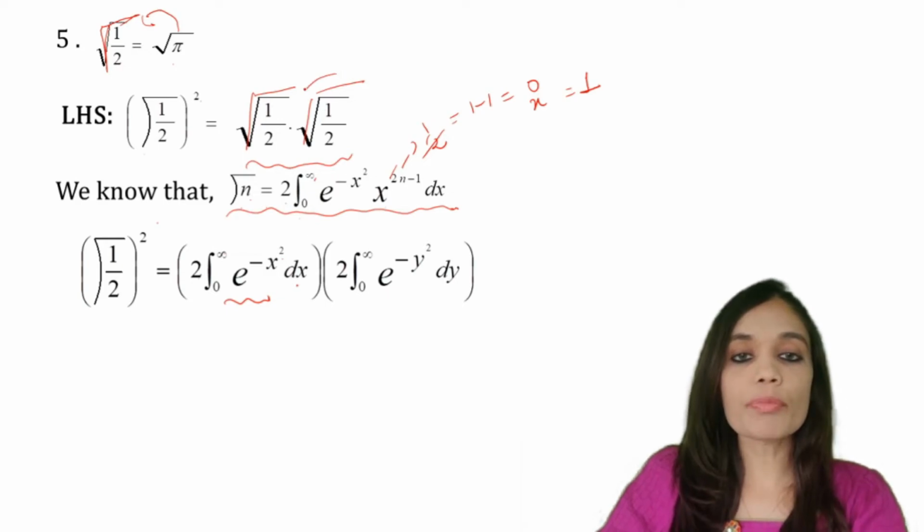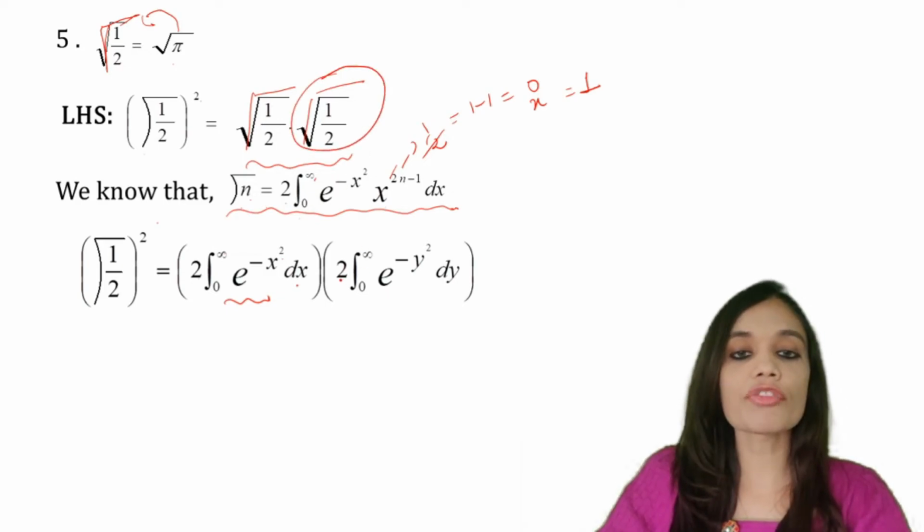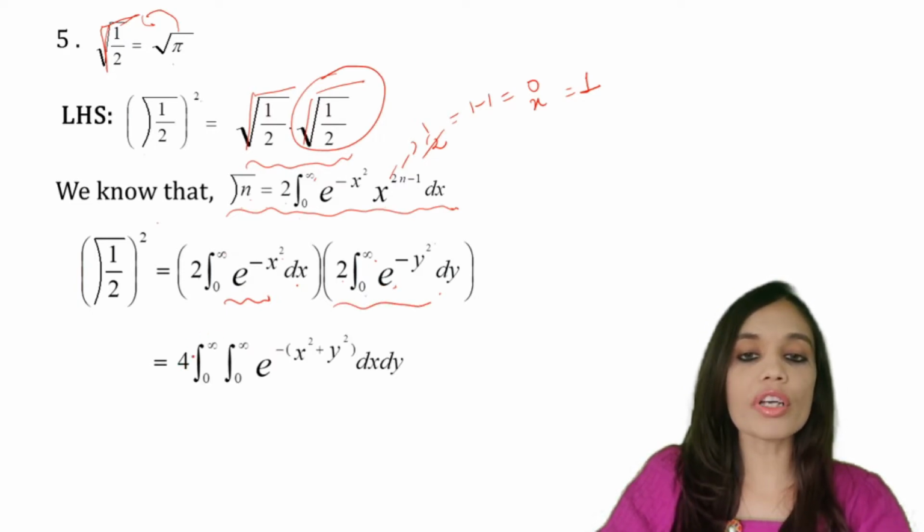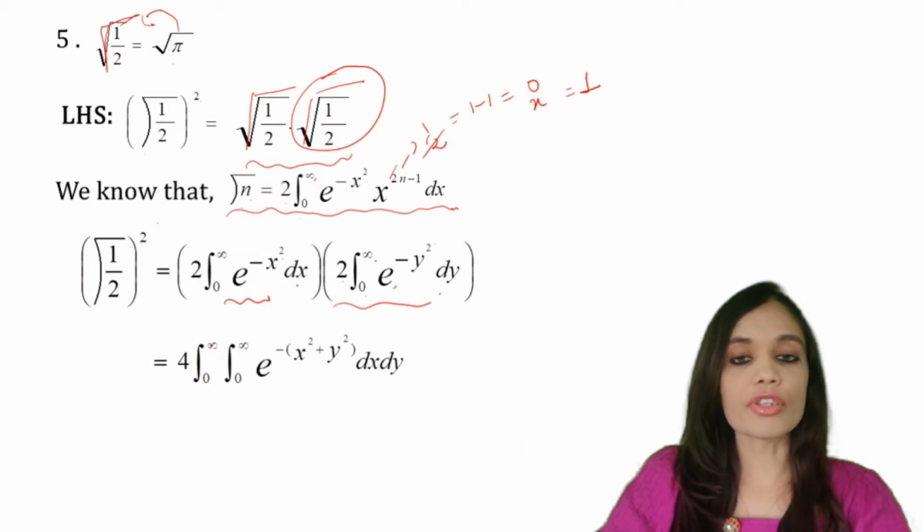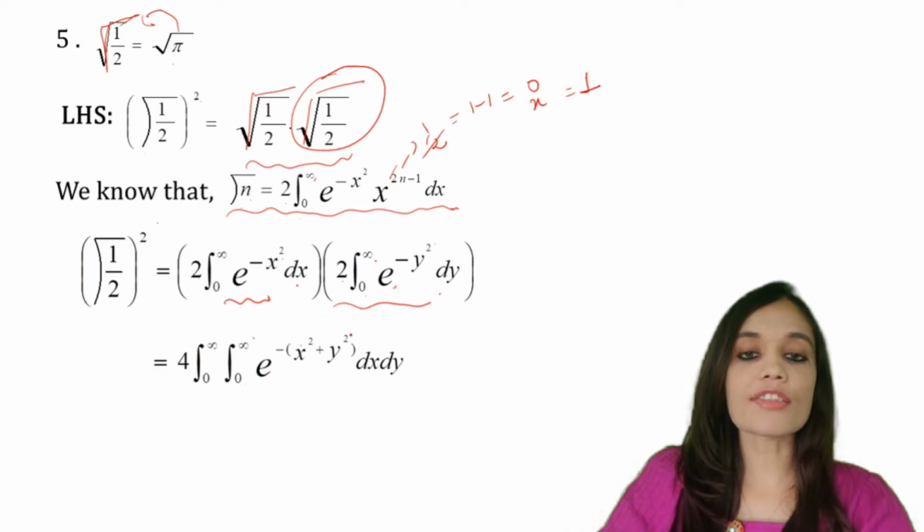Okay. Similarly, put the value of this gamma half. So what will we write? 2 times integration 0 to infinity e raised to minus y square dy, right? So now we will simplify these two. So what will we get? 4 times double integration 0 to infinity e raised to minus x square plus y square dx dy.